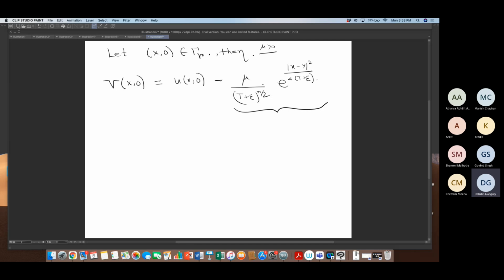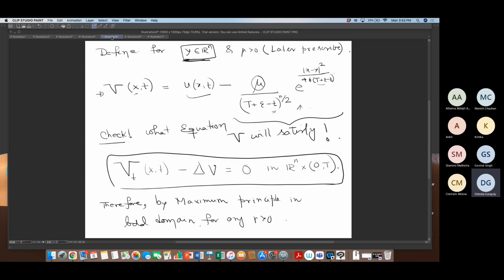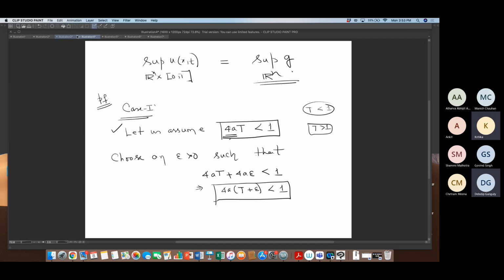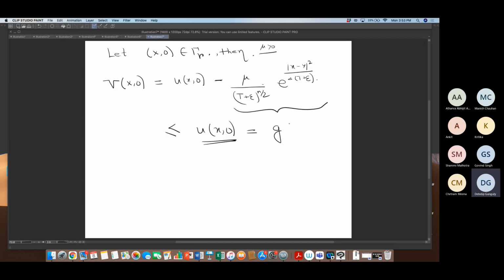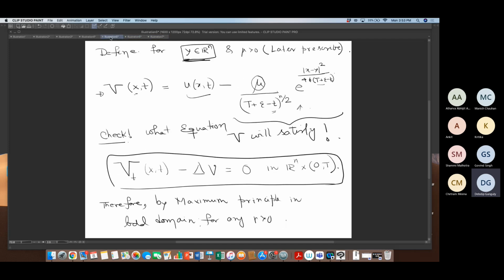So this is a negative, so this is less than or equal to u of x0. And what is u of x0 by the hypothesis? g(x). Exactly. This is equal to g(x). So what have I obtained? V of (x, 0) is less than or equal to g of x when (x, 0) is in gamma r. So when I use the definition of V at (x, 0), u at (x, 0) is there, this is a positive quantity, minus is a negative quantity, so u satisfies this.